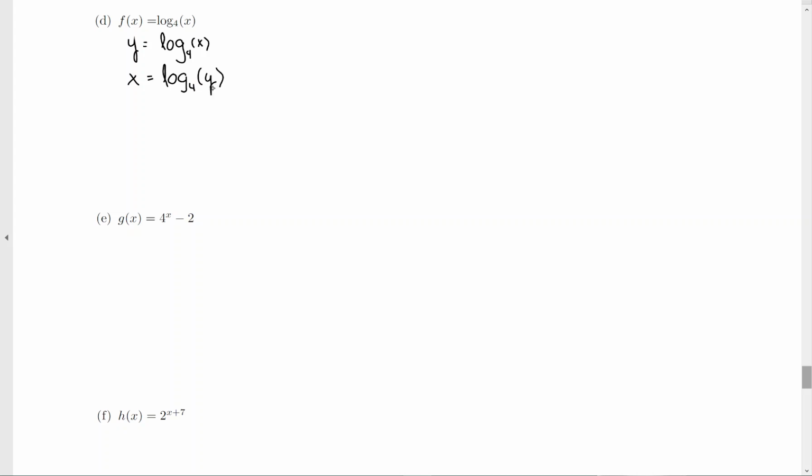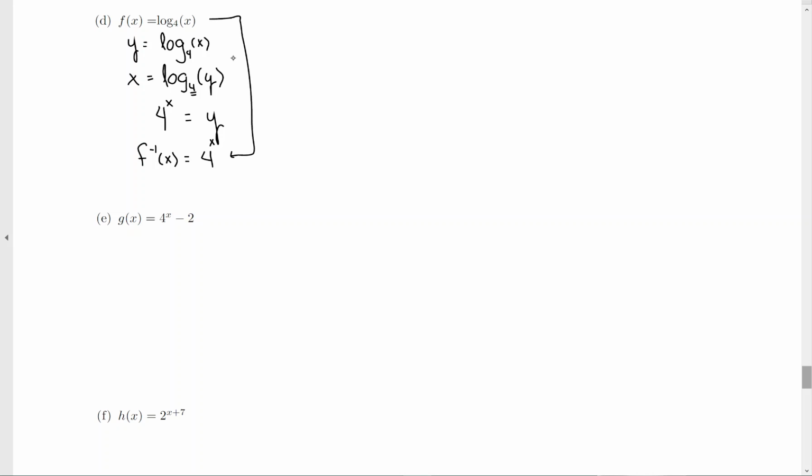And now solve for y. So I need to get rid of the logarithm, and we don't want to say the opposite, but the inverse of a logarithm is an exponent. So I need to rewrite this as an exponential. I look for the base of the logarithm. That becomes the base of my exponent. So 4 to the x, remember a logarithm is always equal to a power, equals y. And you have y already solved for, so that is your inverse. F inverse of x equals 4 to the x power.